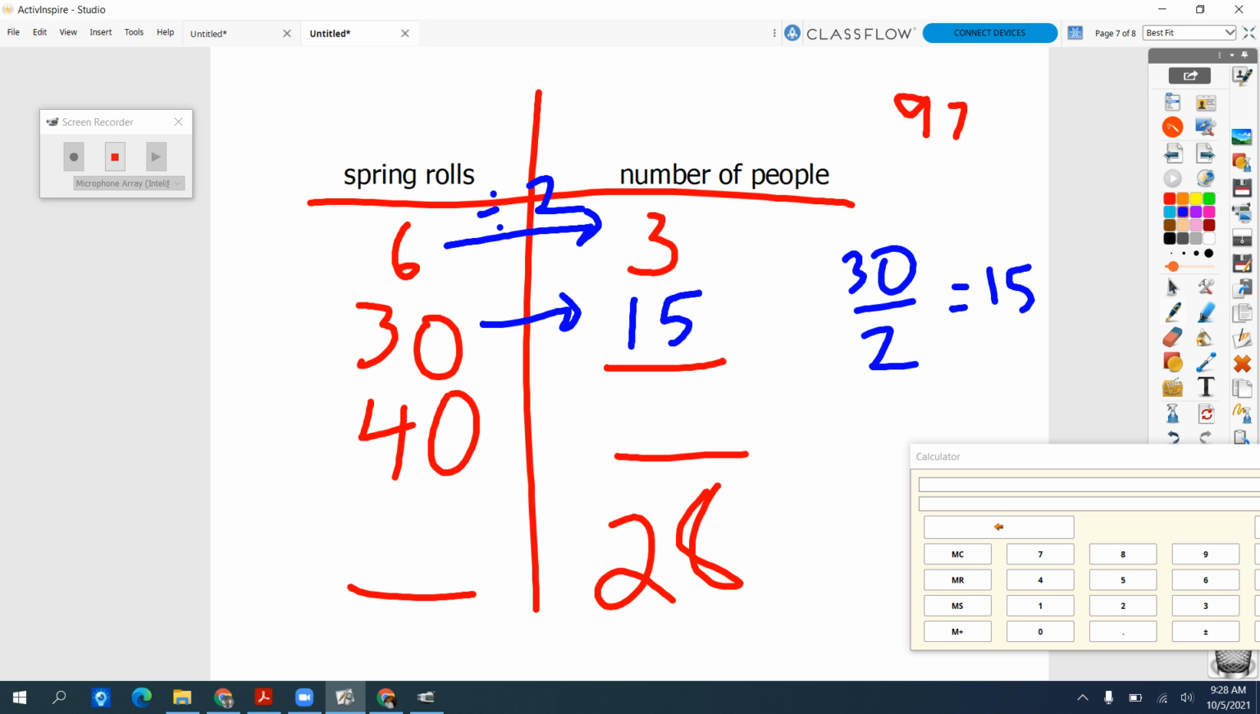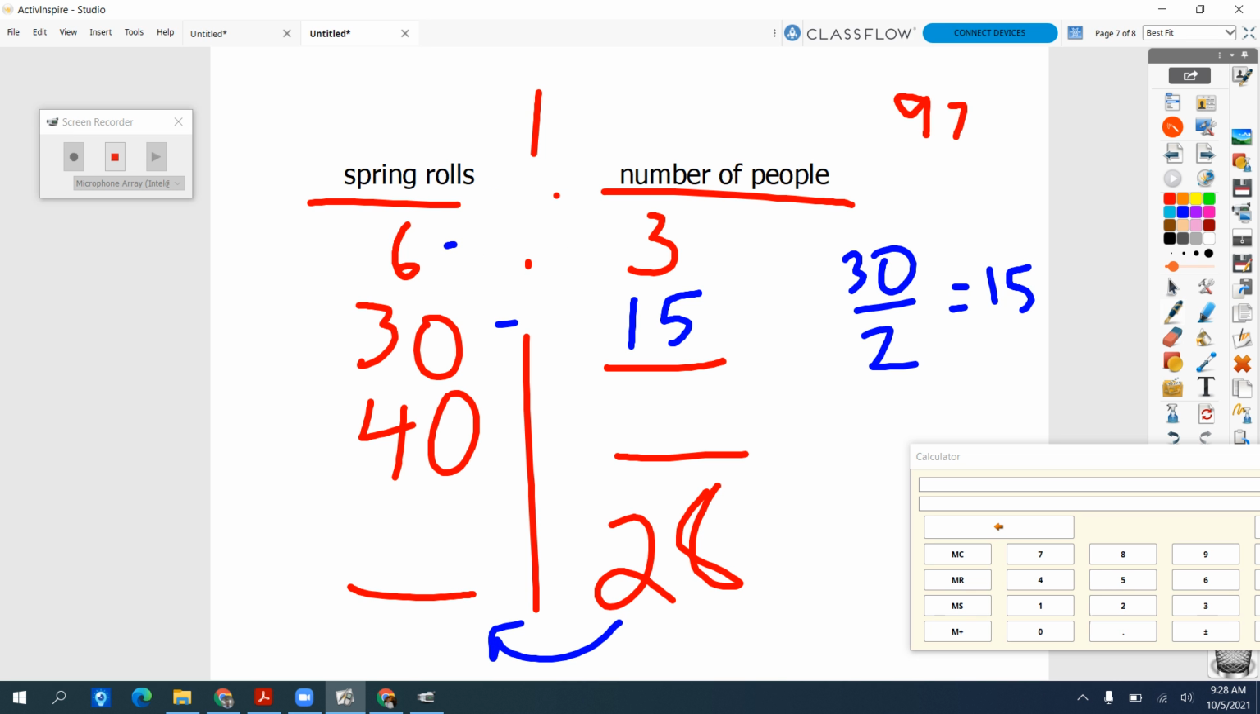Now, let's pretend I didn't want to do it that way. And by the way, you could do that for the whole chart. That's probably the easiest way. Like I would just take 40 and divide by 2. And then for the 28, instead of dividing by 2, I would multiply by 2. But let's just pretend you didn't want to do it that way.